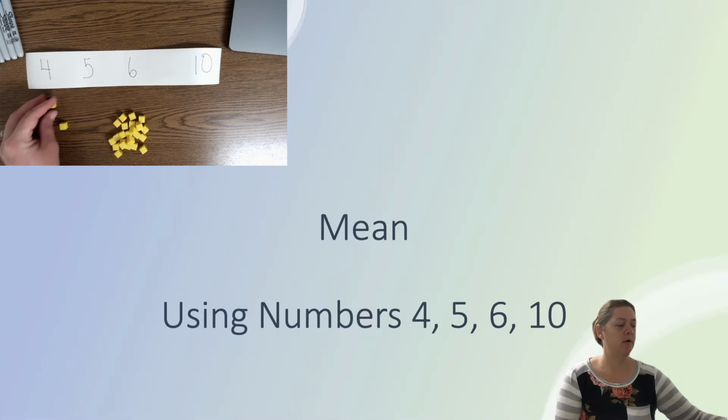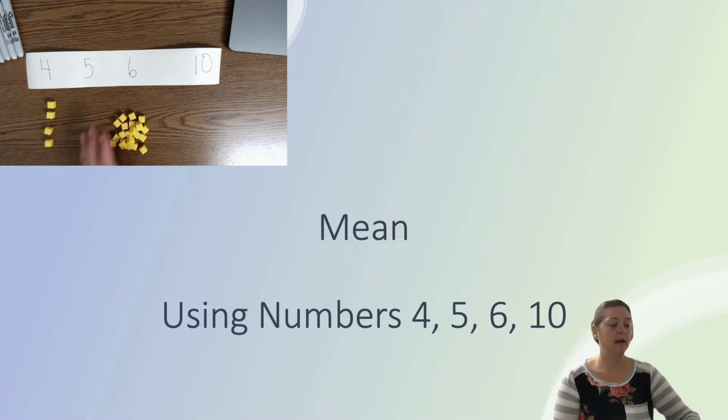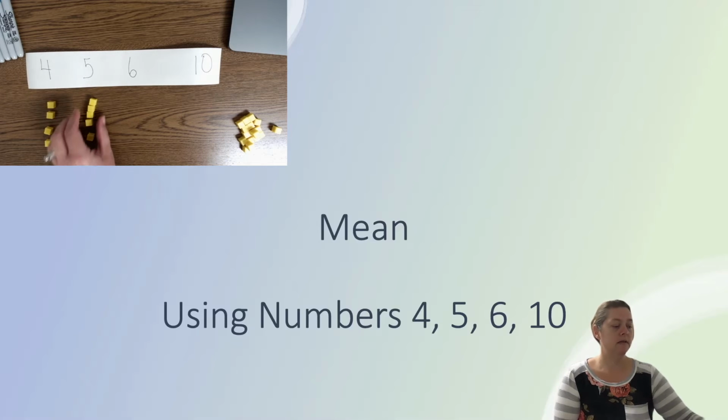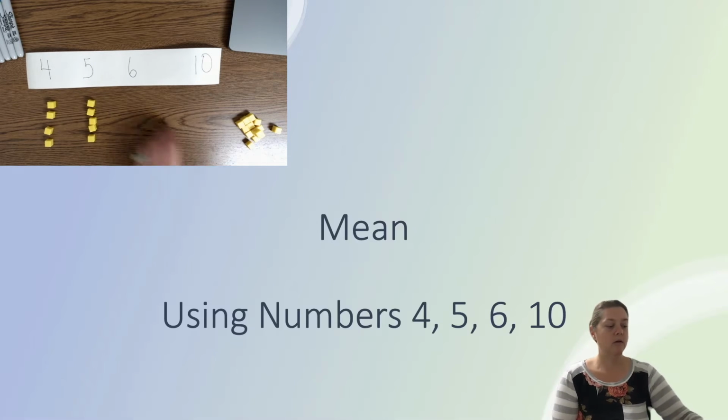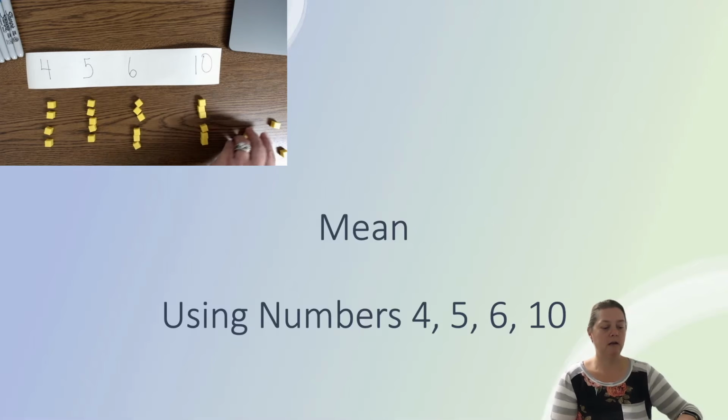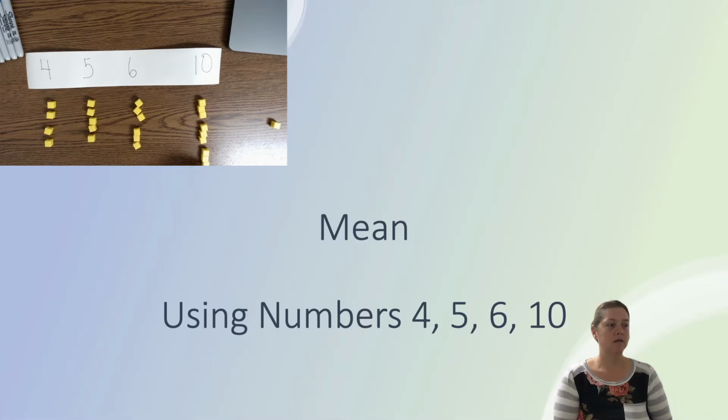So let's say that we've got 4, and I have them literally put 4 down. And then I say, okay, 5, and they put 5 below it. Sometimes our kids won't space them out exactly even. And then I say, okay, now let's put 6. So they put 6 down below this one. And then we do 10, of course. And when we do 10, there's 10.